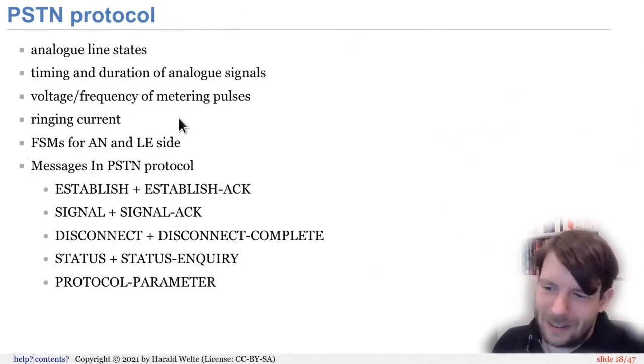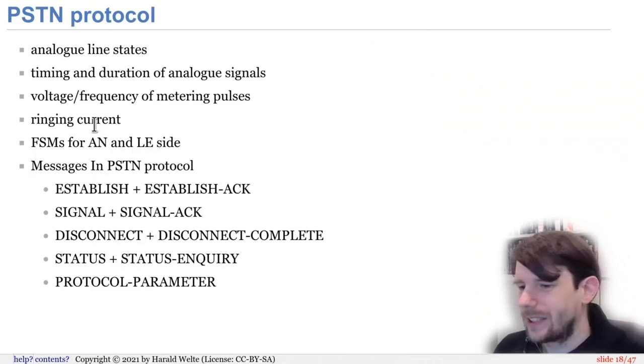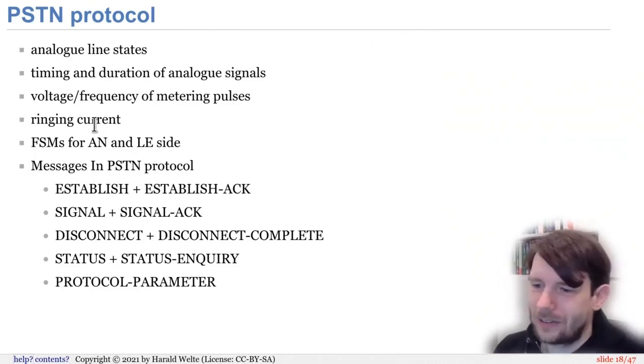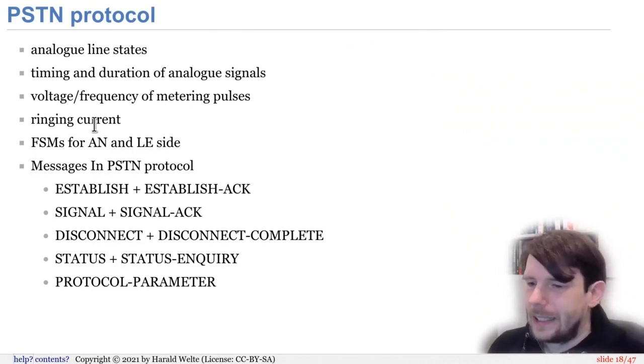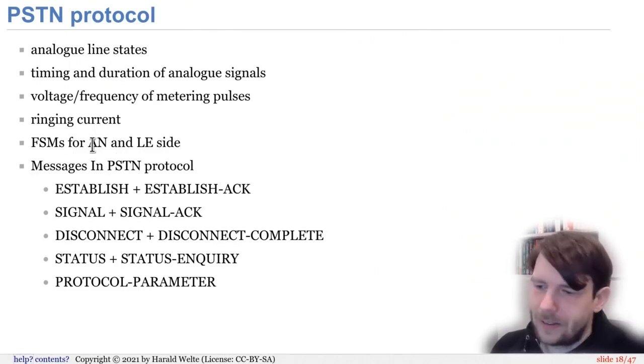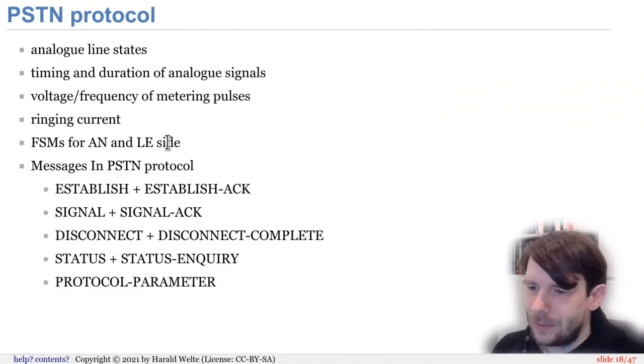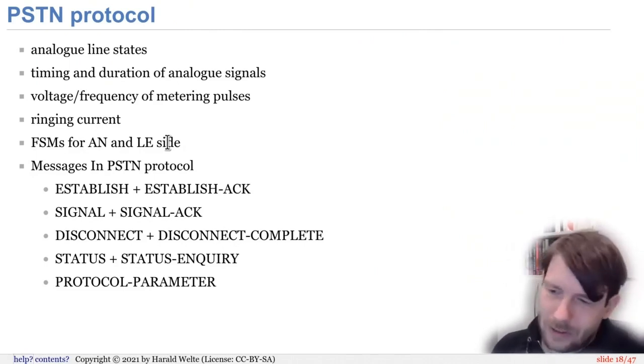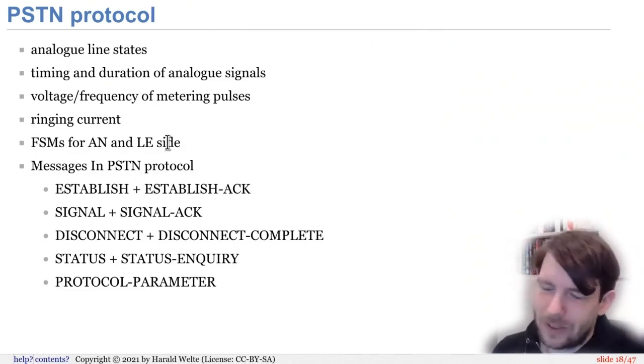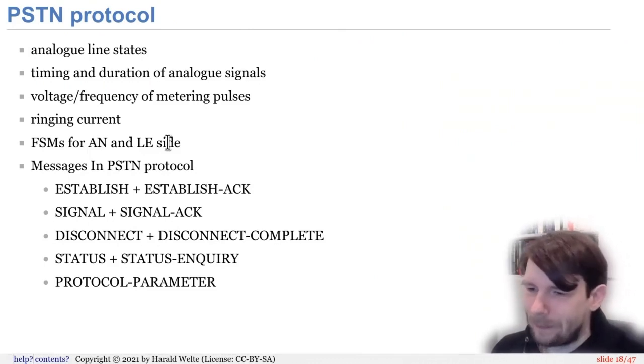So you can, as I said, specify which frequency and which voltage to use when sending a metering pulse, for example, or what is the amount of current you should use when ringing, or you can configure additional attenuation, I think, of lines and things like that. So yeah, we have one finite state machine for each port on the access network and the local exchange side. In the PSTN protocol, we have already one finite state machine for each port on both sides for the control protocol. So that makes it 2 per port already.